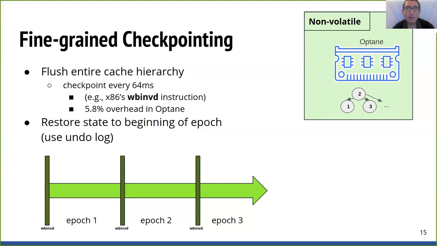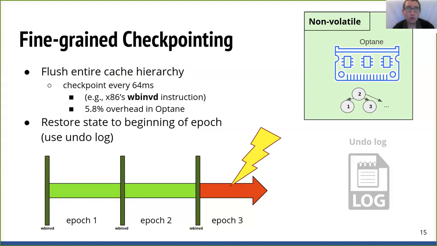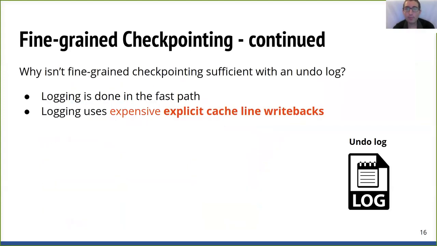That is why, if a power failure occurs during an epoch, the application needs to roll back the modifications done in the crashed epoch. Unlike traditional checkpointing, which relies on keeping track of dirty pages, we can use an undo log to roll back the state. The undo log has to be in persistent memory too. The time spent on checkpointing is bounded by the number of dirty cache lines, which is bounded by the cache size. Fine-grained checkpointing is sufficient when combined with an undo log.